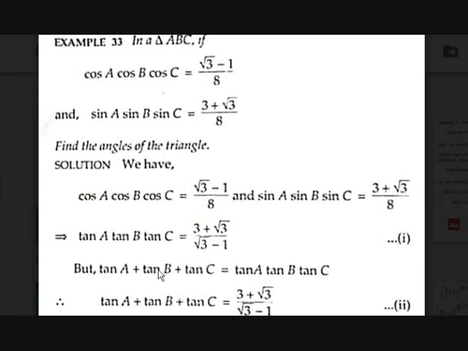And we know that tan A tan B tan C is equal to tan A plus tan B plus tan C. So tan A plus tan B plus tan C is also (3 plus root 3) by (square root of 3 minus 1). I have said that tan A plus tan B plus tan C is equal to tan A into tan B into tan C, right? But how has it come? Is there any proof for that? Let's see that first, and then let's continue this problem.